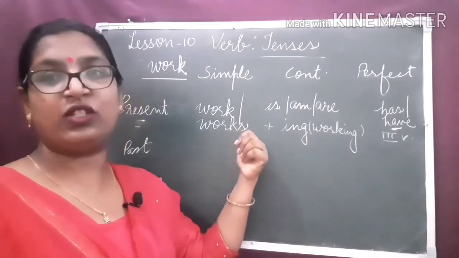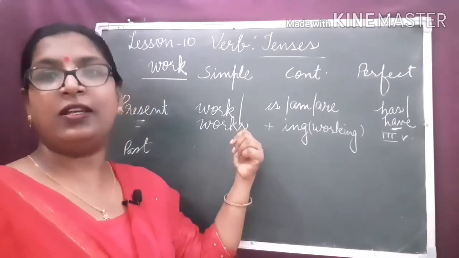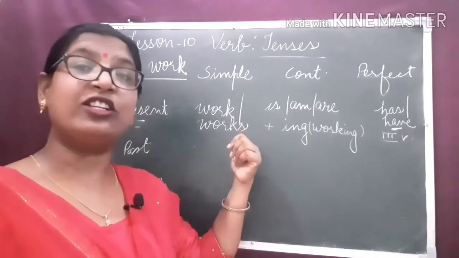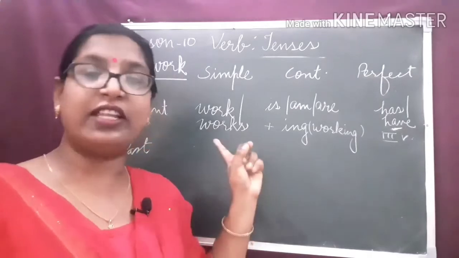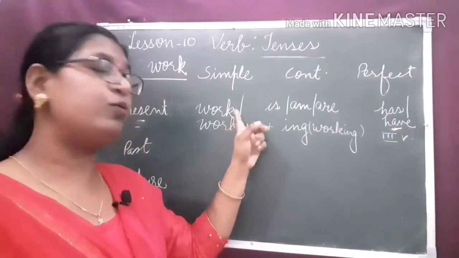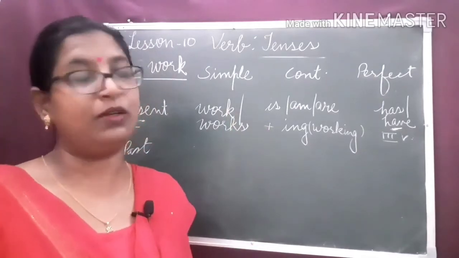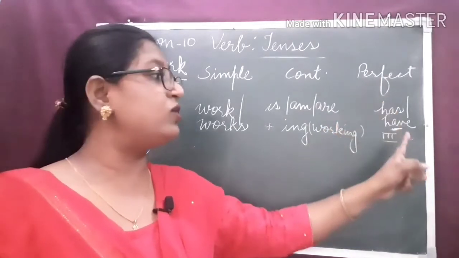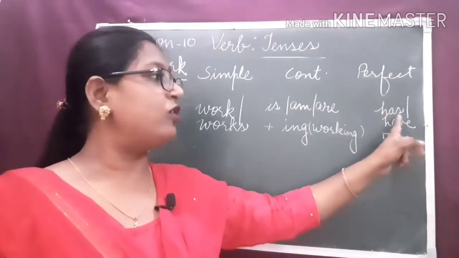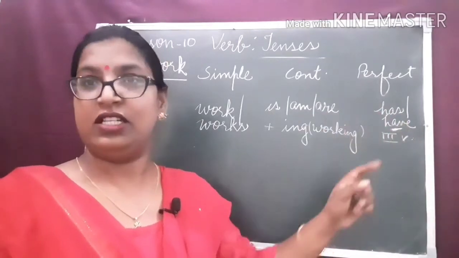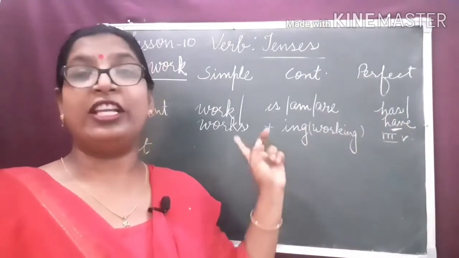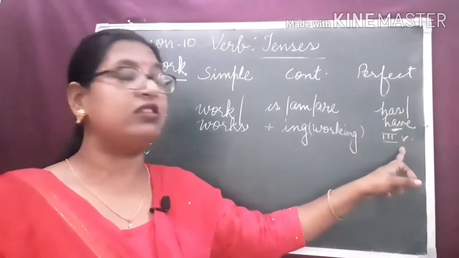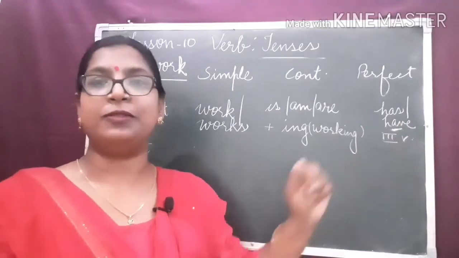And S or ES form of the verb we use in simple present tense, according to the subject. If the subject is singular, then only we use it. If the subject is plural, we use base form of the verb in simple present tense. And dear children, in all the perfect tenses, we use the third form of the verb along with the helping verbs has or have. In present perfect tense with has or have, we use the third form of the verb.